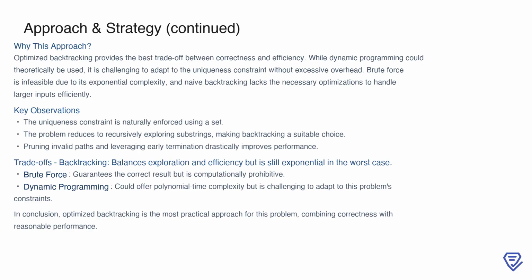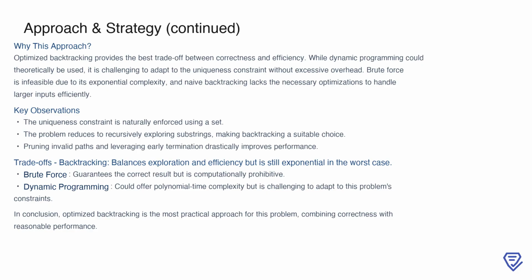Brute force, on the other hand, guarantees accuracy but is computationally prohibitive due to its exponential complexity. Naive backtracking is an improvement over brute force but lacks the necessary pruning optimizations to handle larger inputs effectively. With optimized backtracking, we can enforce the uniqueness constraint naturally using a set, and the recursive exploration of substrings aligns well with the problem's requirements.